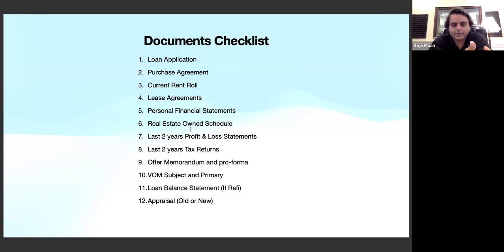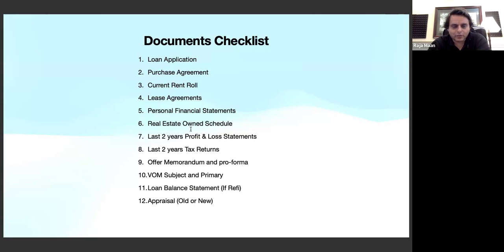VOM, subject and primary: we need verification of mortgage for the subject property and, if you're buying this property as an investment property, we also need to see your primary residence verification of mortgage too. Are you paying on time? That's all we need to see.